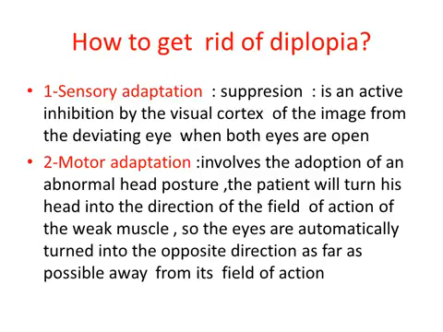What is motor adaptation? أو التكيف الحركي? It involves the adoption of an abnormal head posture when the patient will turn his head into the direction of the field of action of the weak muscle, so the eyes are automatically turned into the opposite direction as far as possible, and we will explain this in the following pictures.